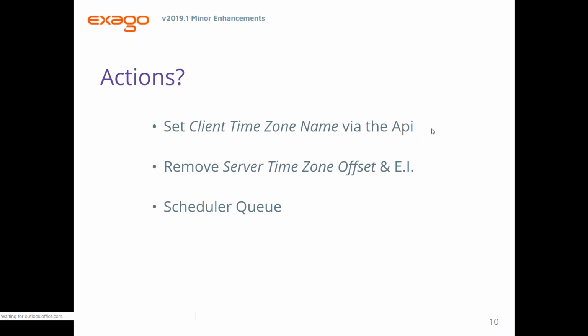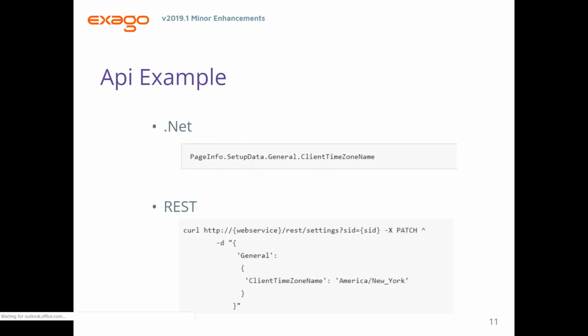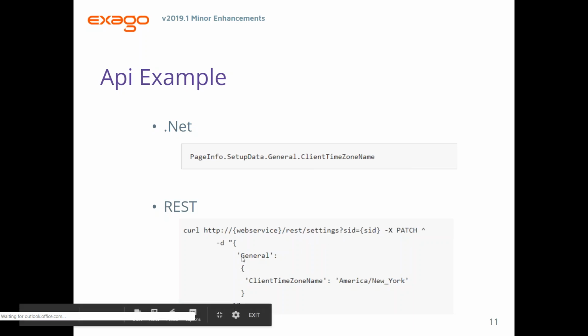The last piece is the scheduler, and particularly if you're using the scheduler queue, and we'll talk on that in just a bit. So what I wanted to do is just give a simple example. In .NET, there's a property under setup data, general, called client time zone name, to keep it nice and obvious here. And in REST, you'll just do a patch call on the settings object endpoint, and under general settings, you can adjust the client time zone name. So for example, here we can say America/New York, that's one of the time zones.